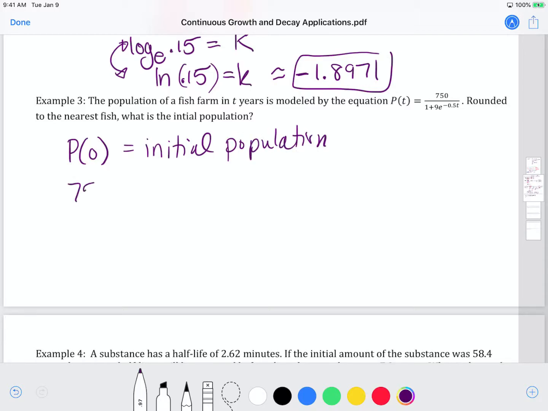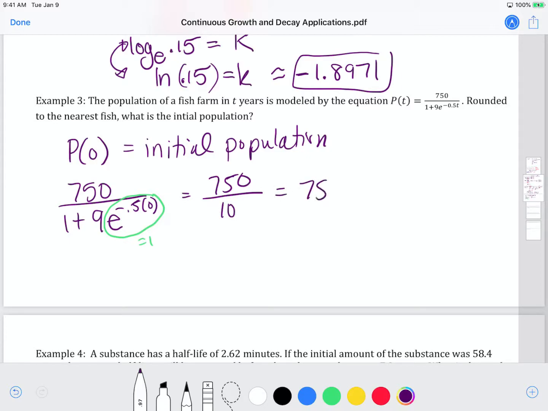So I have 750 over 1 plus 9 times e to the negative 0.5 times 0. This whole exponential is equal to 1 because e to the power of 0 is 1. So I get 750 over 1 plus 9, which is 10. So when I take 750 divided by 10, I get 75. So this is saying we start at 75 fish.